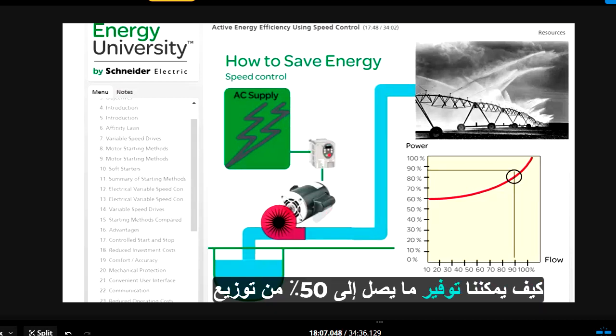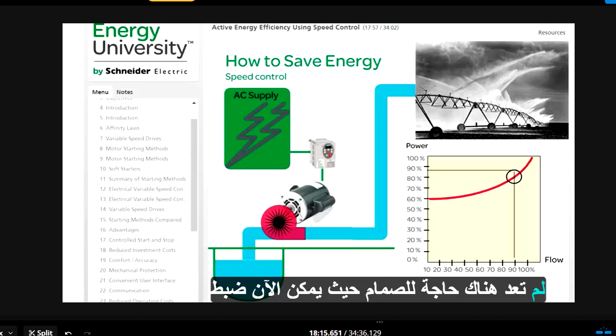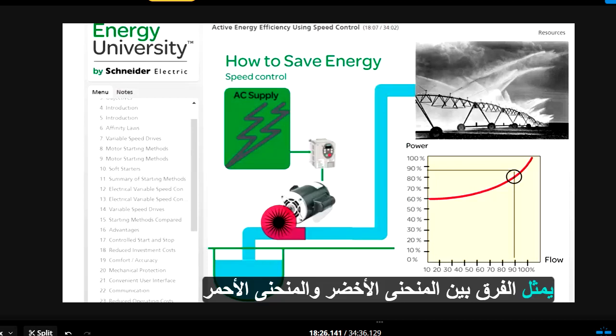How can we save up to 50% of the energy in water distribution? Let's replace the direct online starting with a variable speed drive. The valve is no longer needed, since the flow can now be adjusted by the variable speed control of the pump. To vary the flow, the speed reference is adjusted. The difference between the green curve and the red curve represents the energy savings.